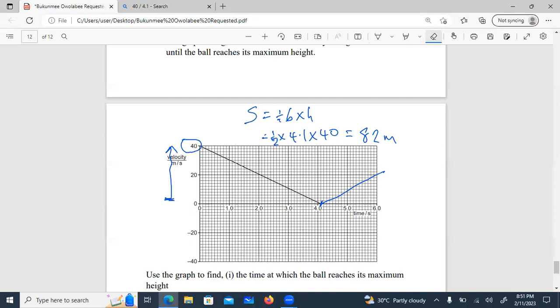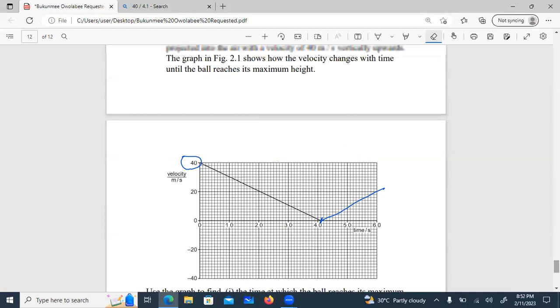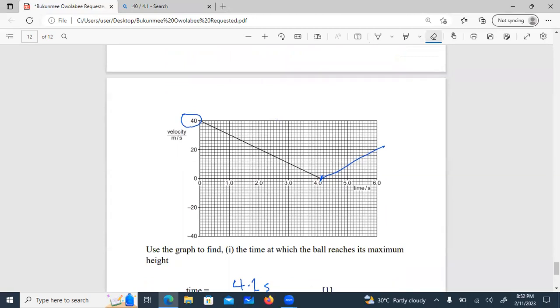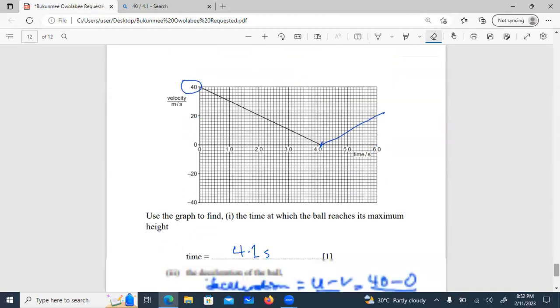Let me remove this from here because I've already solved it. Take note that this is supposed to be a perfectly straight line, so make sure your line is as straight as possible. This shows how the object accelerates downwards. If it's accelerating downwards, the speed starts increasing with respect to time. And that's what this blue line on the right-hand side depicts.